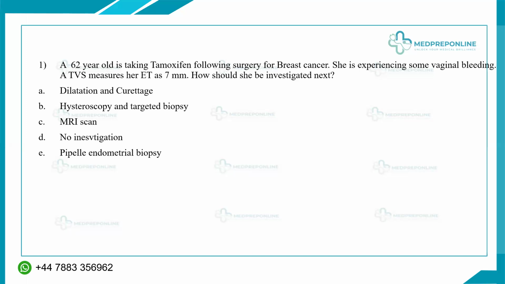Tamoxifen potentiates agonistic features. Correct, I really appreciate the way you attempted the question. So it's an agonist at the endometrium. So what do you think it does? It stimulates the endometrium, right? So that can lead to endometrial hyperplasia, and eventually can cause cancer. So what would you like to do next? I think I'll go with the hysteroscopy and targeted biopsy. Perfect. So that's the correct answer. The answer is B, hysteroscopy and targeted biopsy.